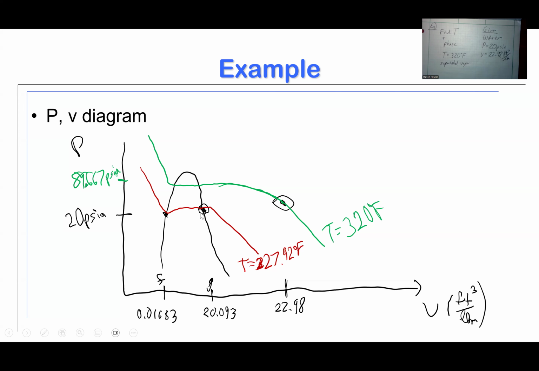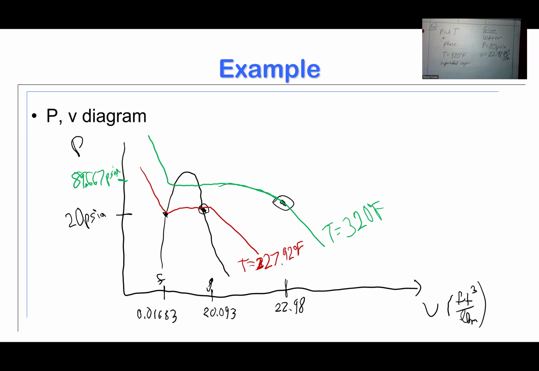For the first one, we were right here on the saturated vapor dome. The second one, we're out here in the superheated vapor region. You could, if you wanted to, draw a line of constant temperature coming across here at 320 degrees Fahrenheit. Okay. Hopefully that helps. Seeing it visually sometimes kind of helps.